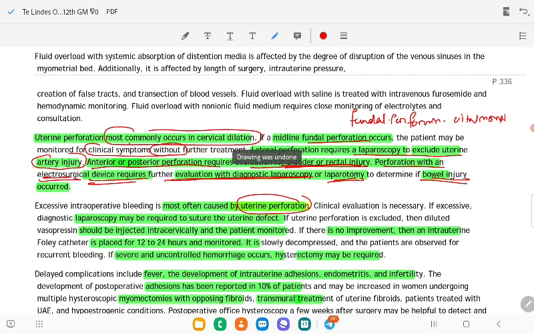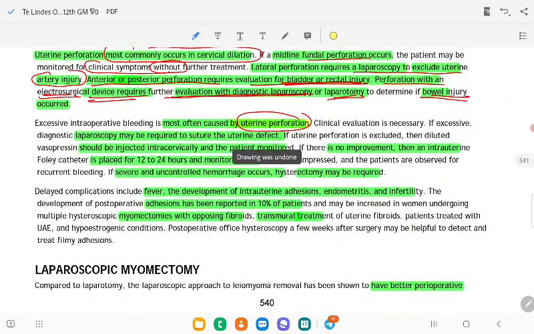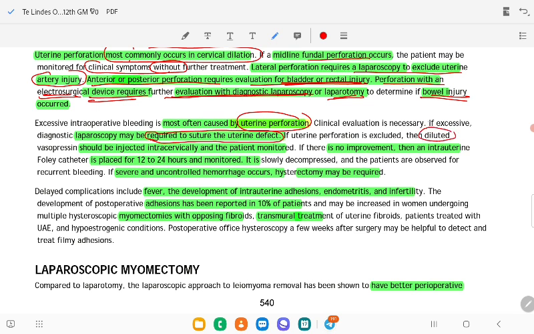Clinical evaluation is necessary. If excessive, diagnostic laparoscopy may be required to suture the uterine defect. If uterine perforation is excluded, diluted vasopressin should be injected intracervically and the patient monitored to decrease blood loss.